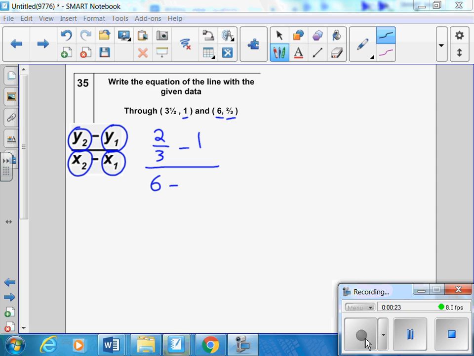Now I'm going to rewrite 3.5 as an improper fraction. Take 2 times 3, which is 6. 6 plus 1 is 7. So 3.5 is going to be 7 over 2. That's the same thing as 3.5. So we'll put that here.